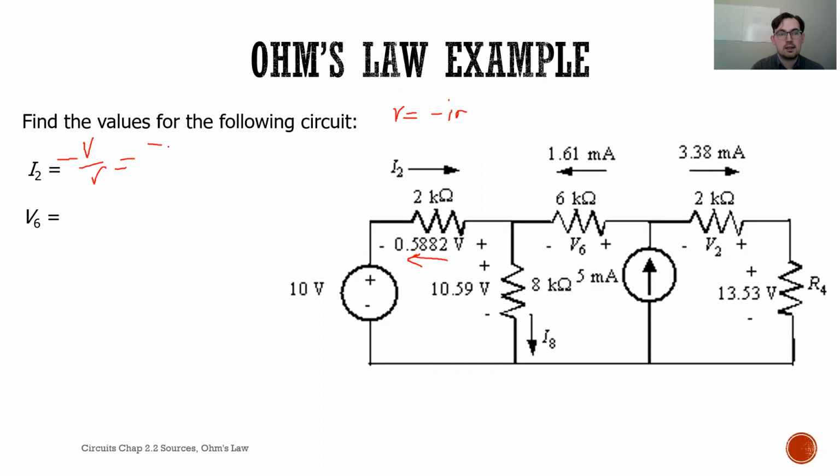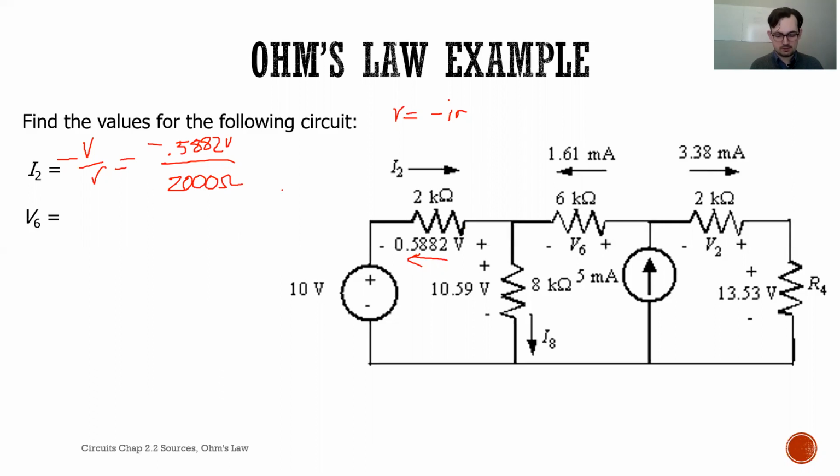Our voltage in this case is 0.5882, and our resistance is in kilo ohms. You could also make a little change here and make this 2,000 ohms, which I think I'm going to do. I'm going to erase this, make things a little easier for me. I'm going to make this 2,000 ohms. And if we do that, this is going to give us a pretty small number here.